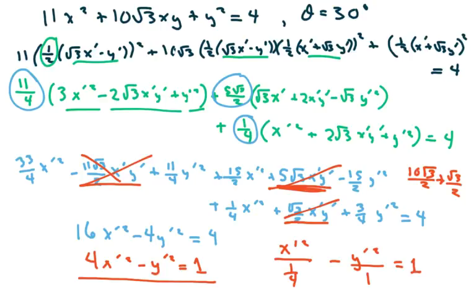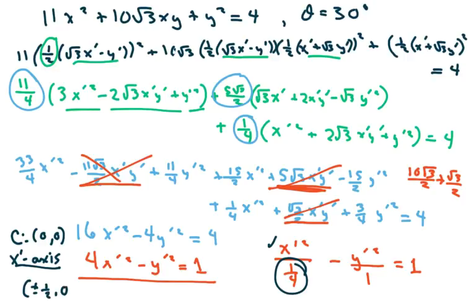So my lead is x, so the center is still 0, 0. My transverse axis is my x-axis because x leads. So the x prime axis is your transverse axis. That means it's going to open up and down on the x. My vertices are going to be at, since the x leads, plus or minus 1/2, comma 0.